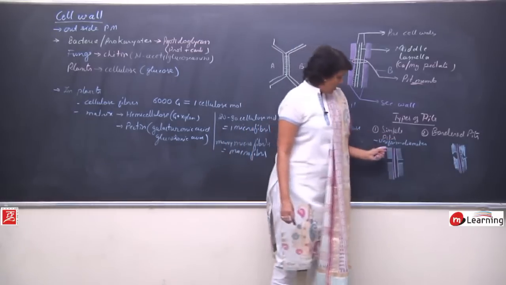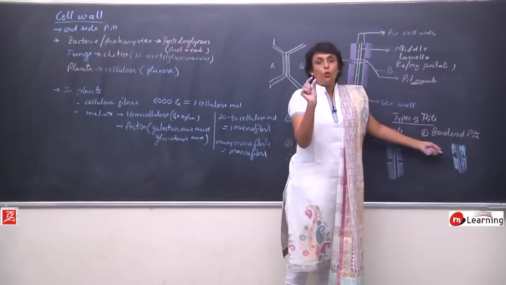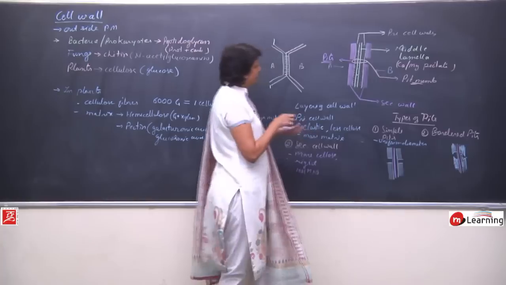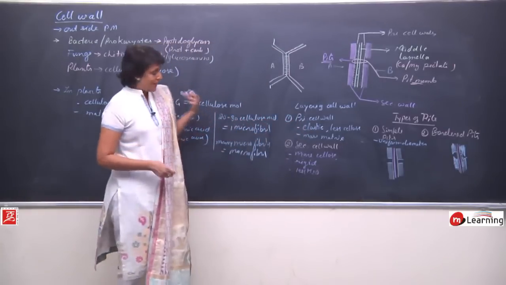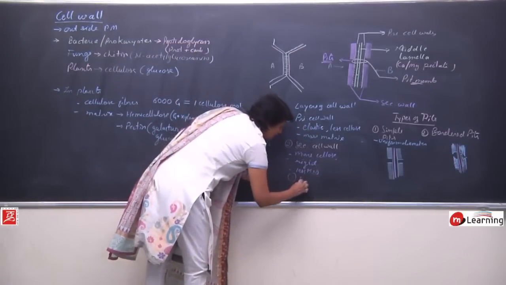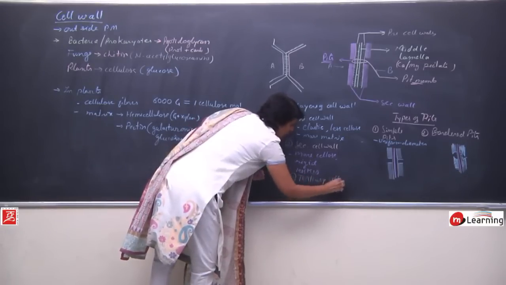So, here uniform diameter in simple pits, whereas here the base is broad but the opening is narrower, simple and bordered pits. In some cells like tracheids and all, there is one more layer which is laid, it is called tertiary cell wall.